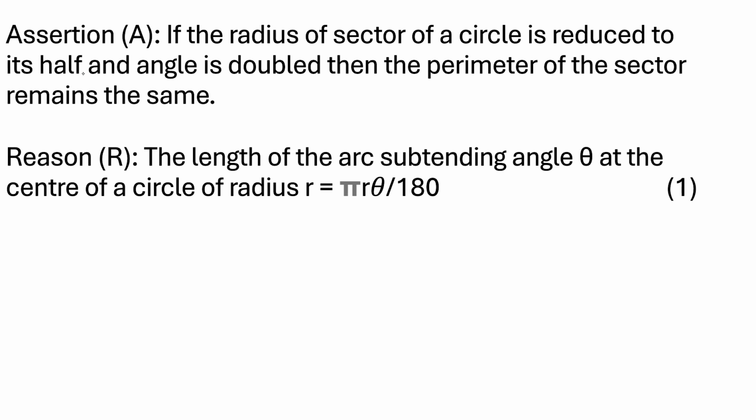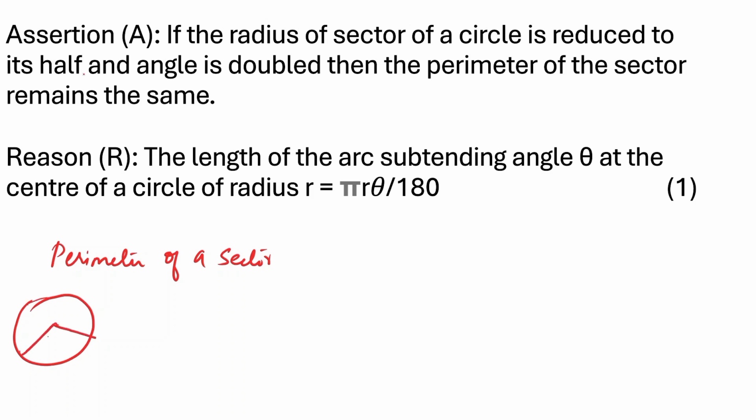So the assertion is, if the radius of the sector of a circle is reduced to its half and the angle is doubled, then the perimeter of the sector remains the same. So how will you find the perimeter of a sector? If you have a circle and there is a sector, perimeter of this sector means you will have two radii plus the length of the arc. Length of the arc equation, you know, theta divided by 360 times 2 pi r. This is the perimeter of a sector.